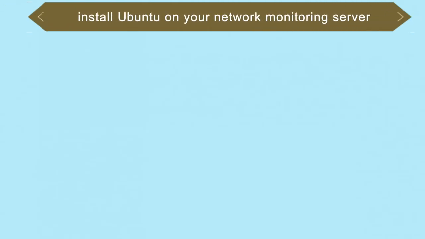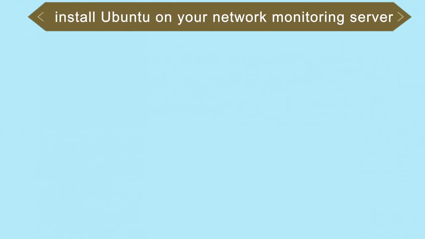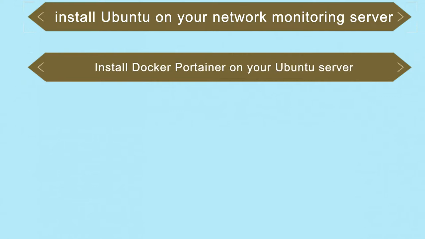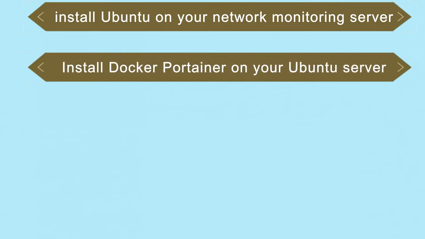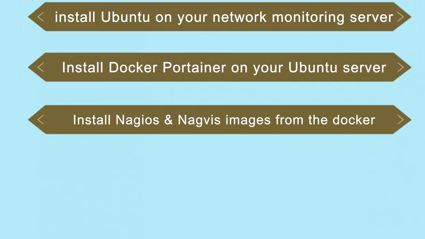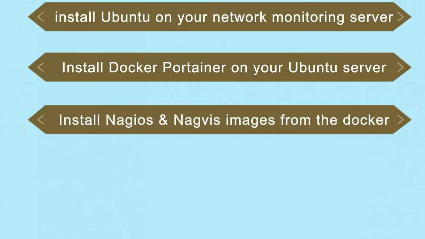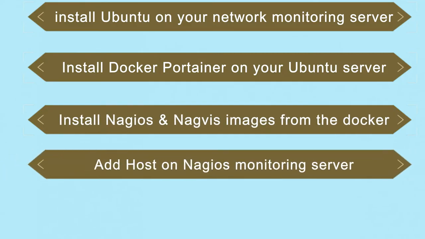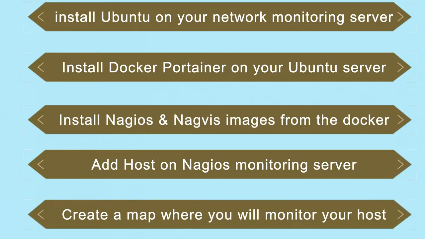Step 1. First, you need to install Ubuntu on your network monitoring server. Step 2. Install Docker Portainer on your Ubuntu server. Step 3. Install Nagios and Nagvis images from the Docker Hub. Step 4. Add host on Nagios monitoring server. Step 5. Create a map where you will monitor your host like servers, switches, routers etc.